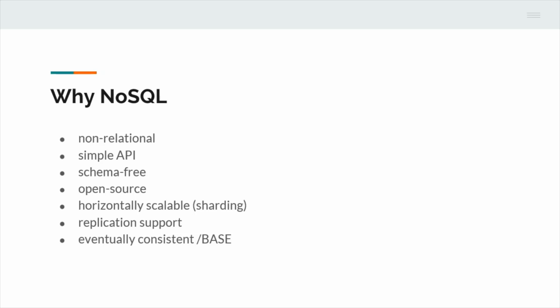Now, why NoSQL? The reason behind choosing a NoSQL database like MongoDB is that non-relational databases are easier to scale. The idea behind this system is that it should be highly scalable, and MongoDB, a NoSQL database, is highly scalable. Other reasons are that it's an open source database, and there is support for replication and eventual consistency.